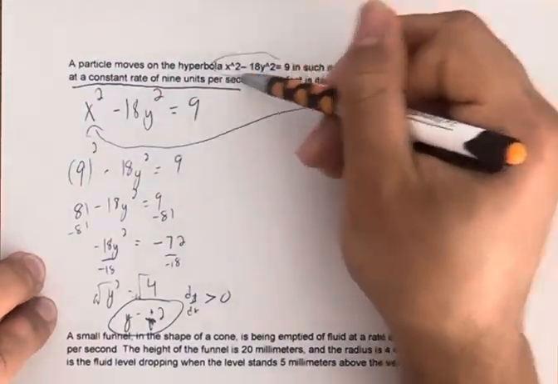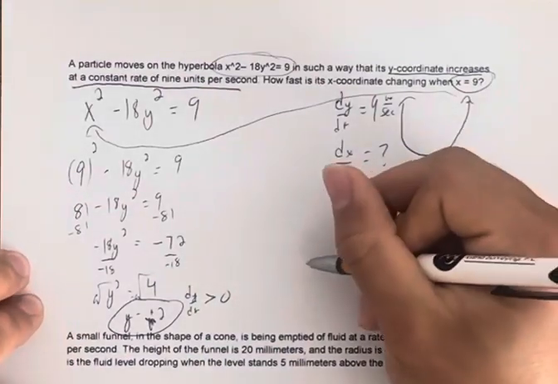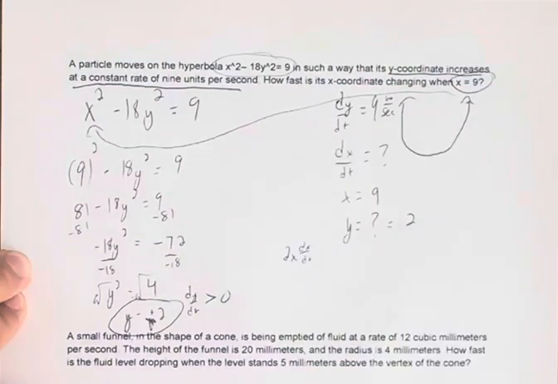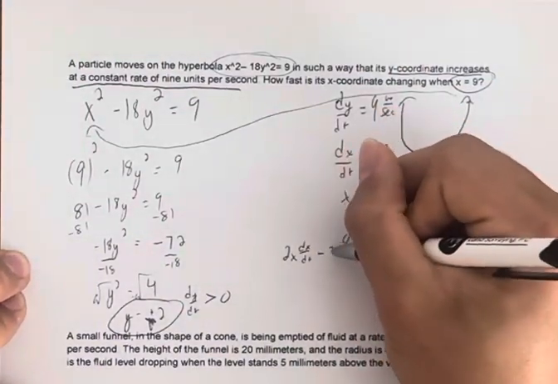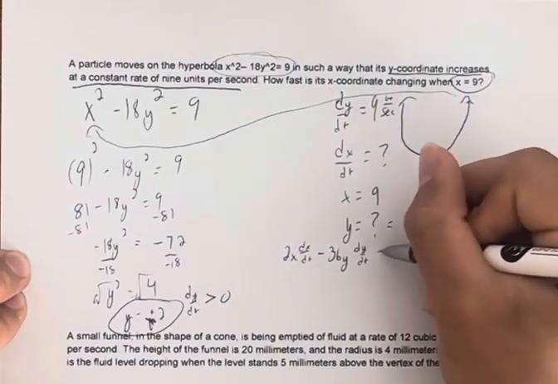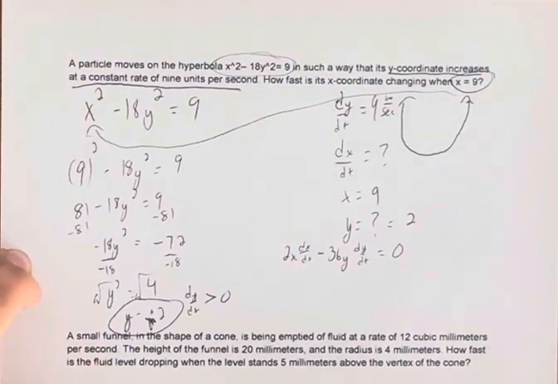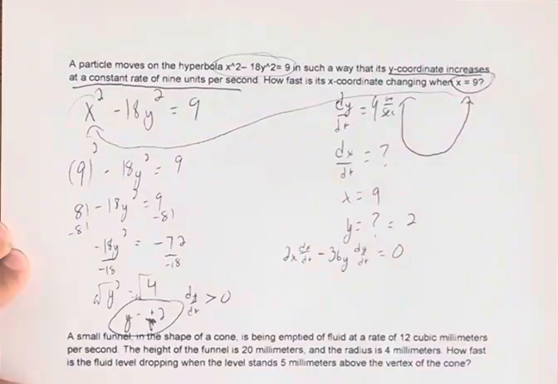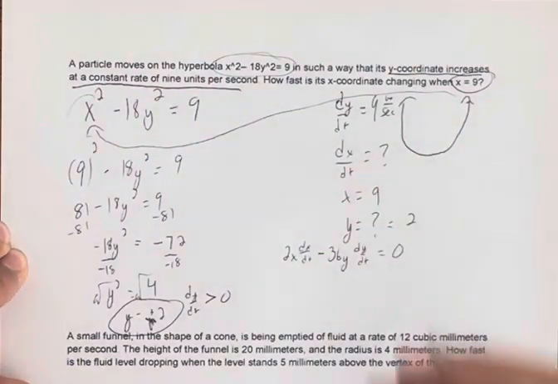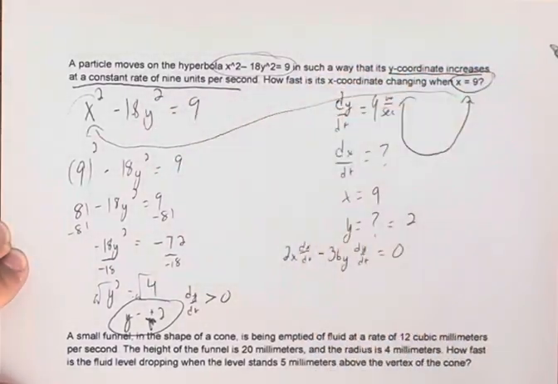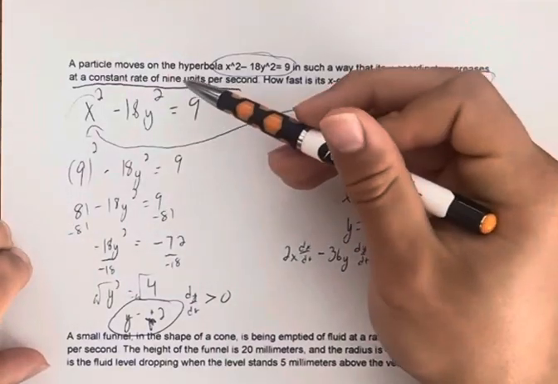We have to take the derivative of this equation, which would be 2x dx/dt minus 36y dy/dt equals 0, because the derivative of a constant is just 0. So in case you didn't know what I just did there, I dropped the 2 down in front, left the x there, and because it's in terms of time, I put it dx over dt. Same thing for y. I multiplied the 18 by 2, which gave me 36, leave the y there, and then put it in respect to time.